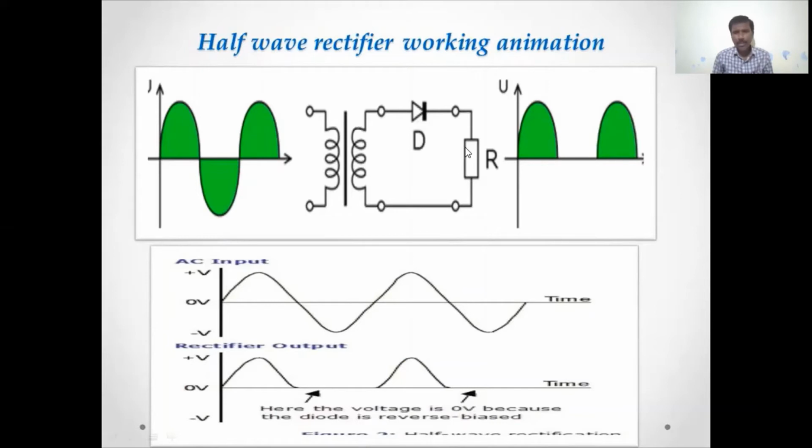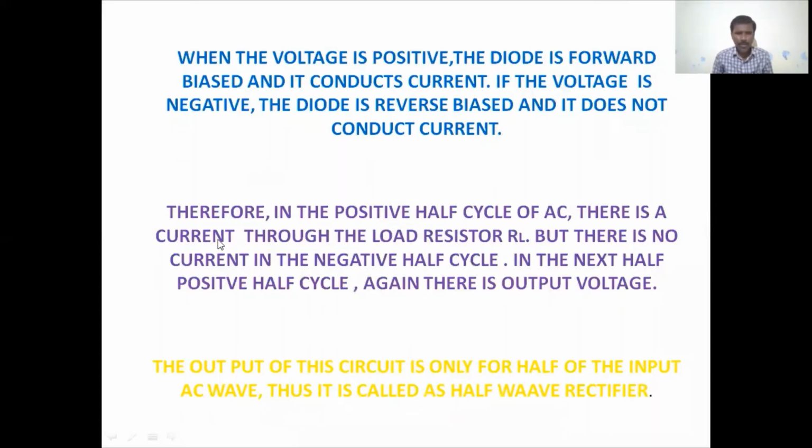So when the negative cycle reaches this diode, it behaves as reverse biased and approximately zero current is produced. That's why it is not collected by this load resistor. Therefore, in the positive half cycle of AC, there is a current through the load resistor RL, but there is no current in the negative half cycle.